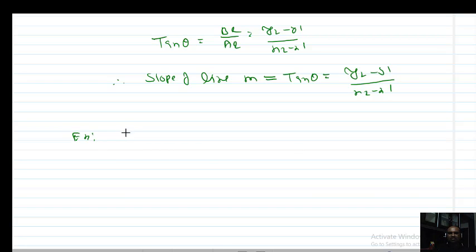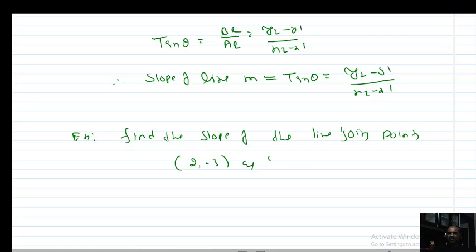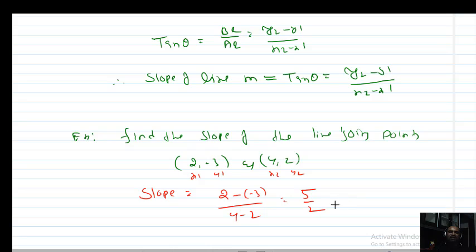Example, find the slope of the line joining points (2, -3) and (4, 2). Okay, slope equals this; say this is x1, this is y1, this is x2, this is y2. y2 minus y1, 2 minus (-3), by 4 minus 2, that is equal to 5 by 2. Slope of that line is 5 by 2. Okay, in this way you can find slope.